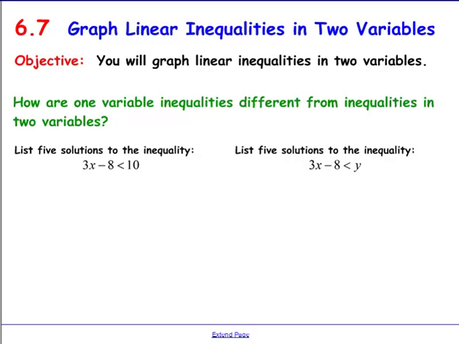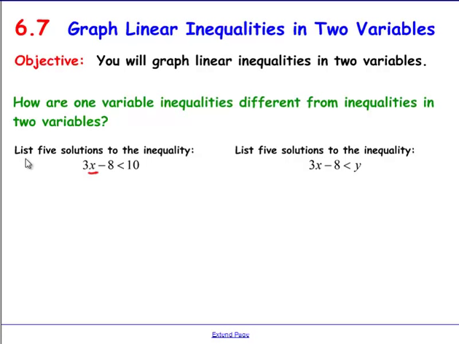Okay, so in the last section of chapter 6, which is called Graph Linear Inequalities in Two Variables, we'll learn how to look at inequalities that have two variables, x and y. So first, I want to discuss the answer to the question of how one variable inequalities are different from inequalities in two variables. The inequality on the left side of the screen is an inequality with only one variable, which is x.